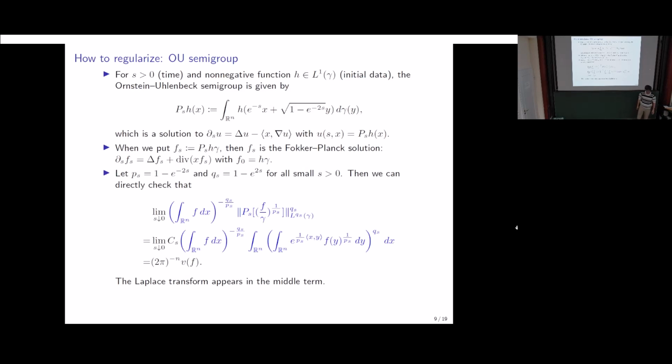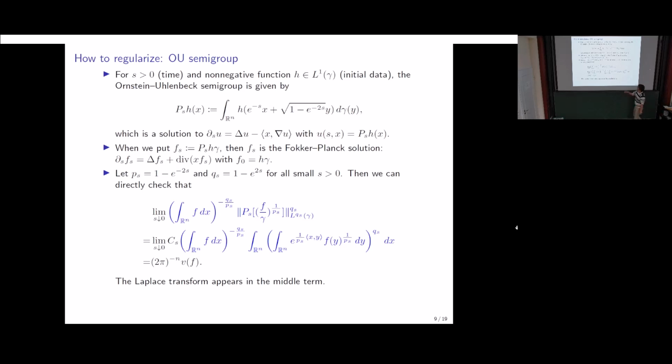Then we consider this regularization in this work. Here PS and QS are given by this, and consider this LQ norm. Then you can directly calculate these and obtain some Laplace transform terms. To obtain these, the PS and QS complete representation are important.